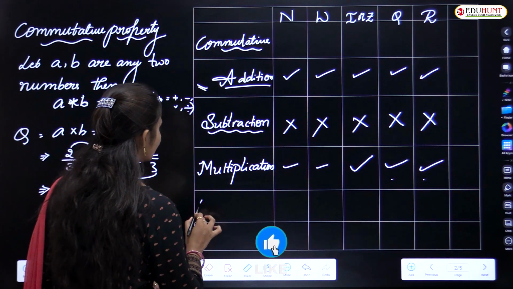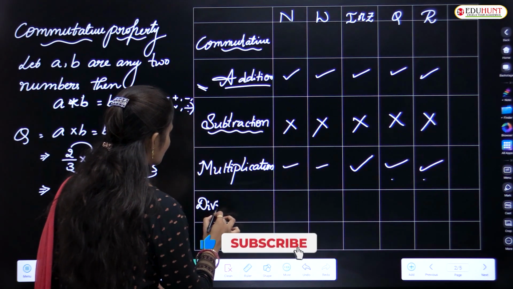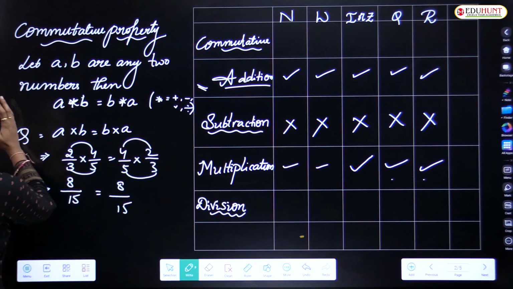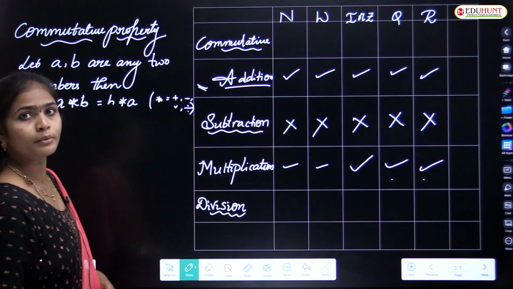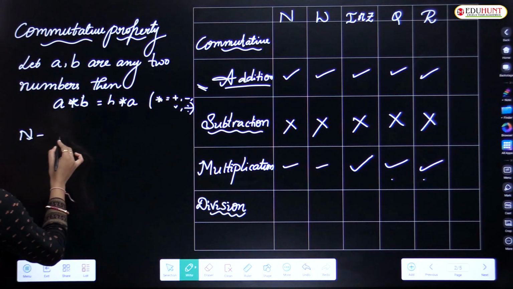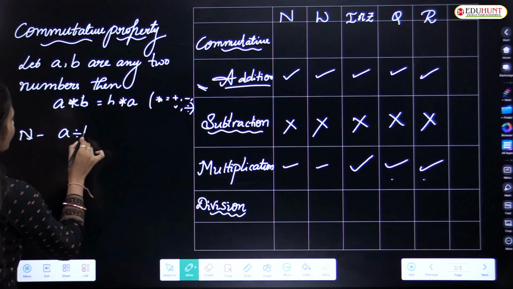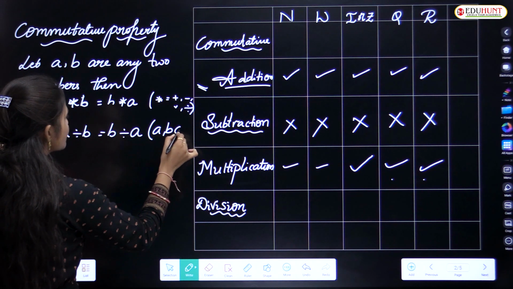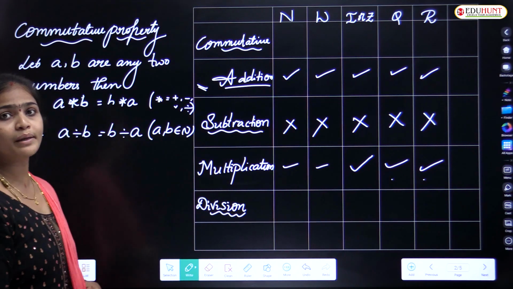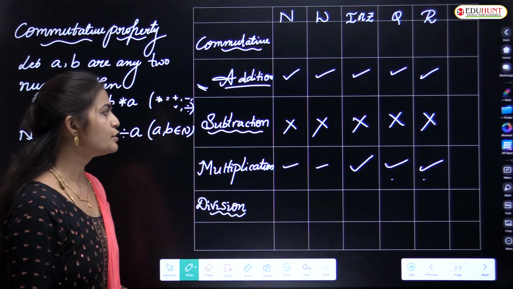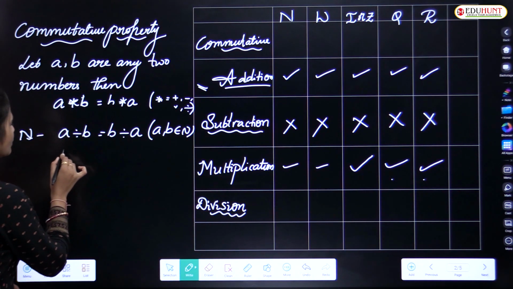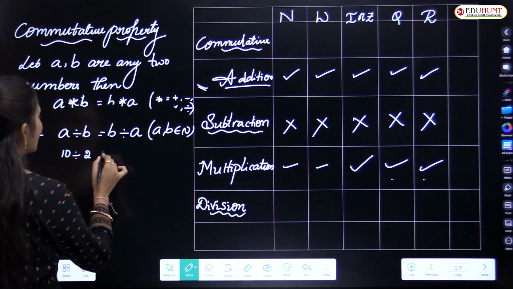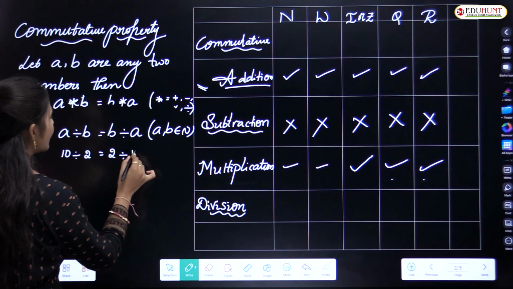Okay, and at last the final fundamental operation, that is division. Come to the division. So what is the division form under natural numbers? A divided by B is equal to B divided by A. Then only that law is satisfied here. I am going to take A, B as any two natural numbers. So let A is equal to 10, B is equal to 2. And here B is equal to 2 divided by A is equal to 10.